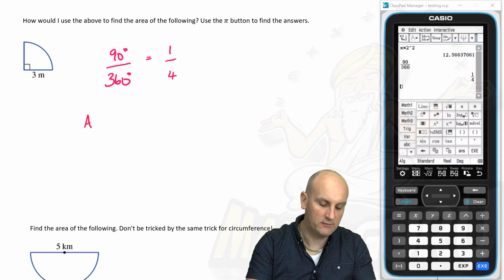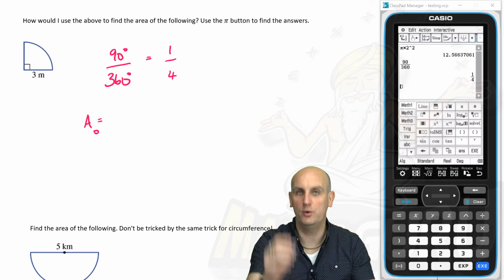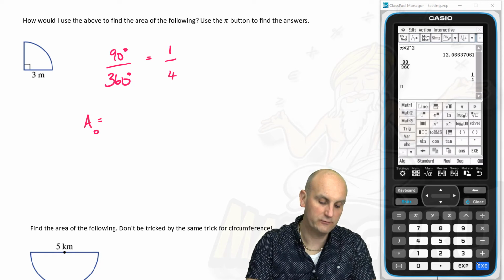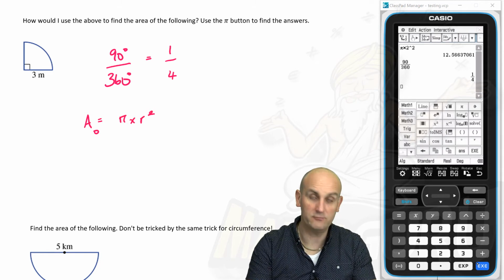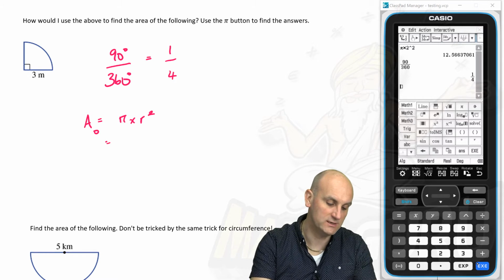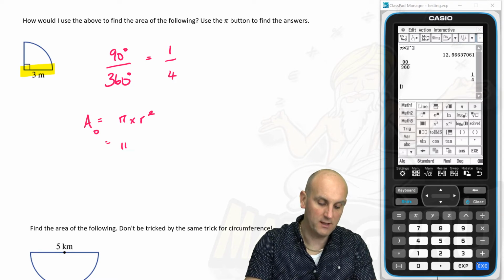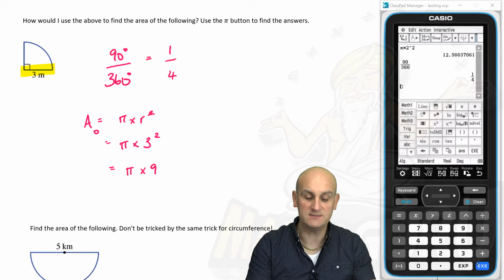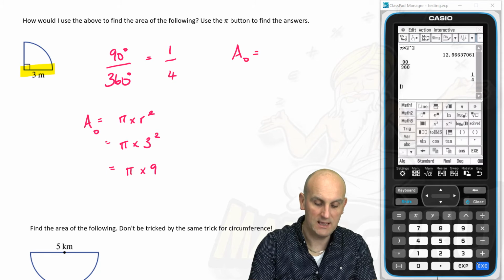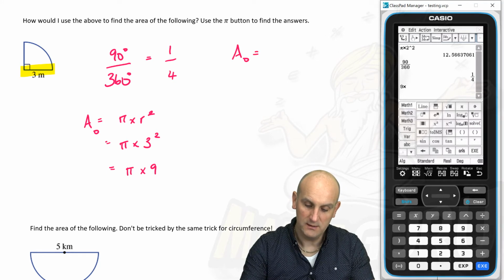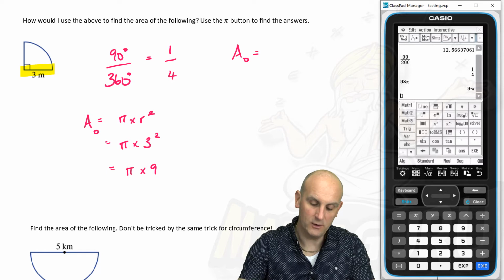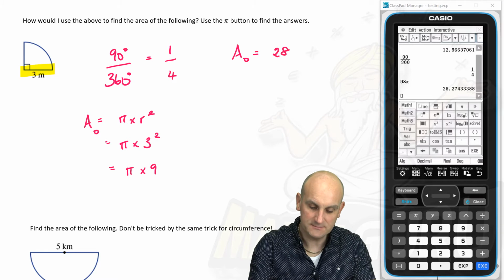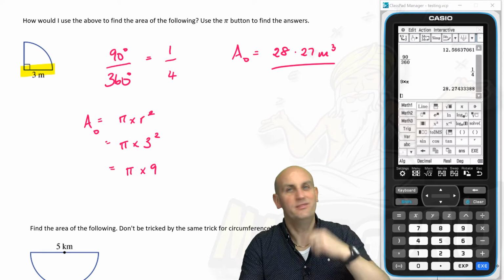So if I know the area of a whole circle, and notice I put an O there, that just means whole circle, it is equal to pi times radius squared. Do I know the radius? I should. The radius in this situation is 3 meters. So I get pi times 3 squared, which is pi times 9. Now that's my whole circle. So the area of my whole circle is equal to 9 times pi, which gives me 28.27 meters squared.